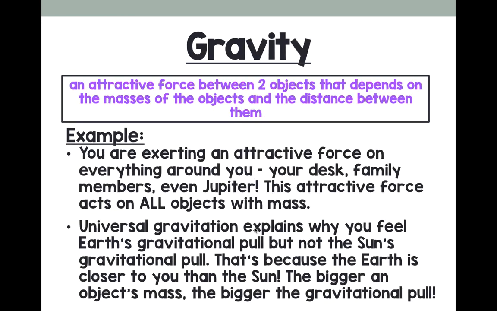Another type of force is gravity. Gravity is an attractive force between 2 objects that depends on the masses of the objects and the distance between them. So usually when we think of gravity, we think of planets, we think about the Earth, we think about the sun, we think about our solar system, because those are the greatest masses that we can actually see and kind of interact with. So an example is you are exerting an attractive force on everything around you, your desk, family members, and even Jupiter. This attractive force acts on all objects with mass. So if an object has mass, which if it is made of matter, it has mass.